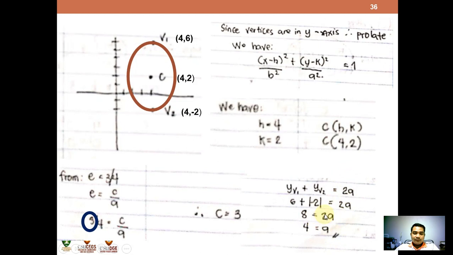8 is equal to 2a. We now have the value of a equal to 4. That is how it is solved. Next, from this illustration again, we have vertex 1 and vertex 2.